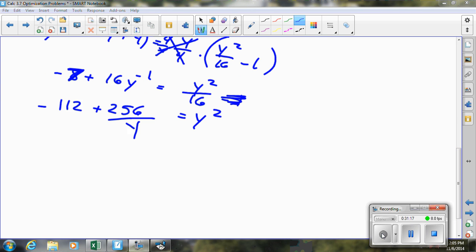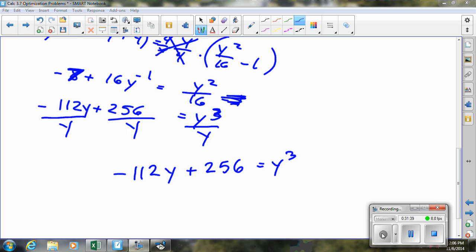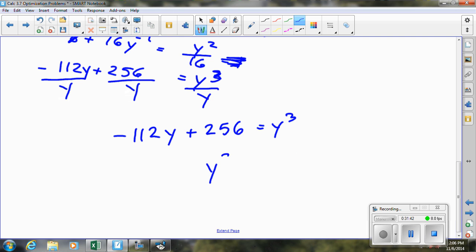Progressing with what you had suggested, we could say over y, and then because we have a common denominator of y everywhere, we could multiply by y on both sides, which eliminates it and gives us negative 112y plus 256 equals y cubed, which we could then go through and say y cubed plus 112y minus 256 equals 0. And we're essentially saying, when is this true now?